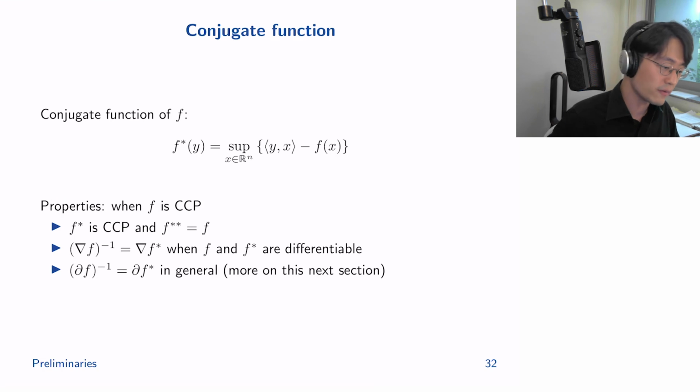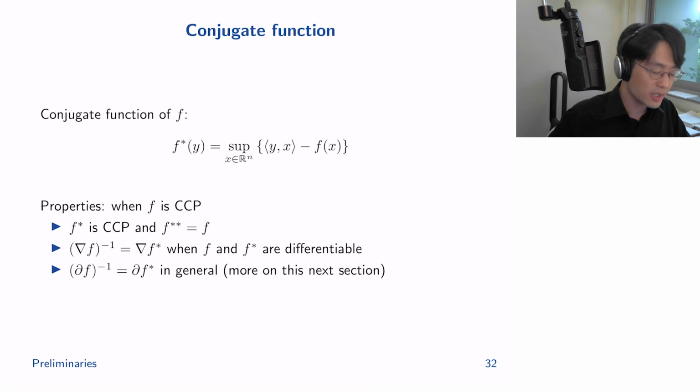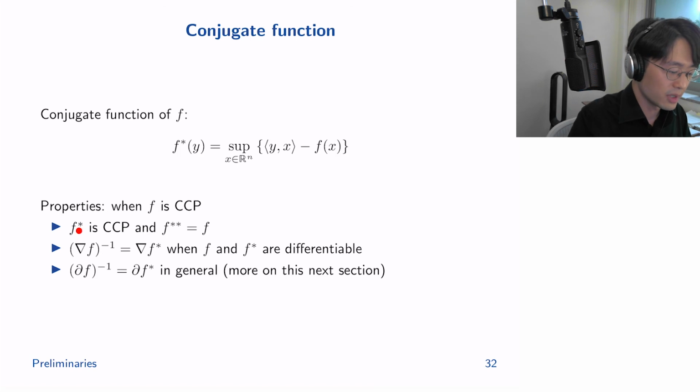Next, let's define the conjugate function. The conjugate function of f is defined in this way. We form the inner product of y and x, then subtract f(x), and then we maximize over the x variable, and f* is defined to be this supremum as a function of y. We'll be using this conjugate function a lot, and it's a very elegant object because, in general, it's not that nice, but when the given function f is CCP, then it's really nice, because if f is CCP, then f* is also CCP, and f** is equal to f.